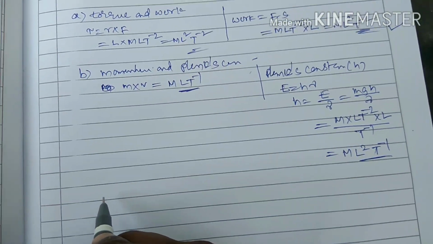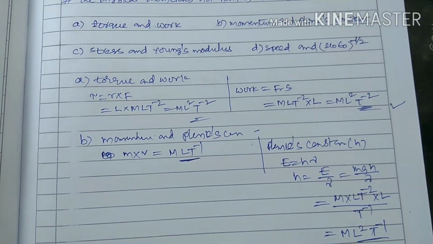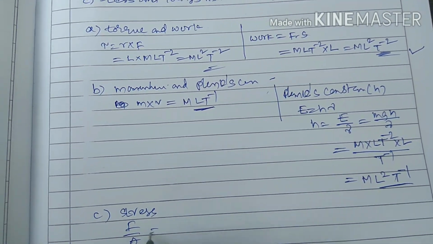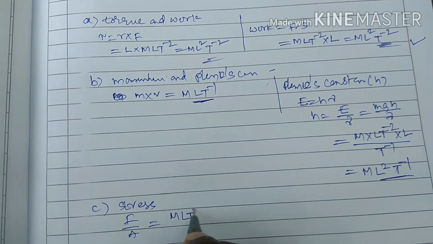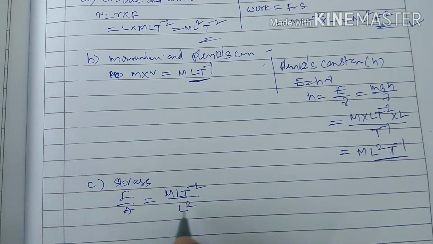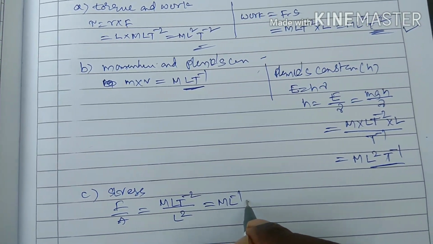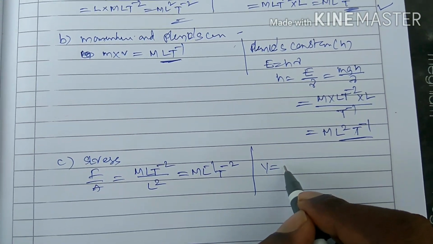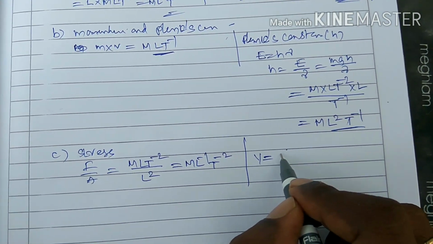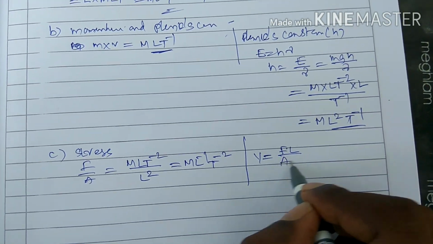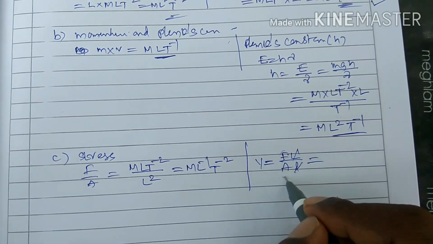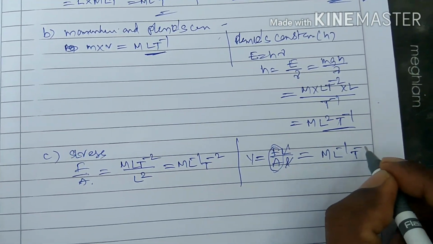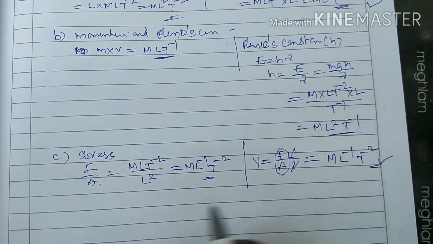Coming to option C, that is stress and Young's modulus. Stress is equal to force by area, that is M L T^-2 by L^2, since area is length into breadth, so it is M L^-1 T^-2. Coming to Young's modulus, Y is equal to longitudinal stress by longitudinal strain, that is F L by A small l. L by l will cancel out, leaving F by A, which is nothing but stress, so M L^-1 T^-2. So these are equal-dimension physical quantities.